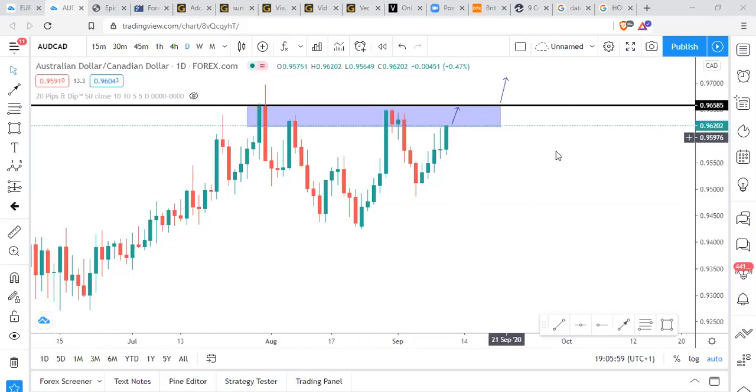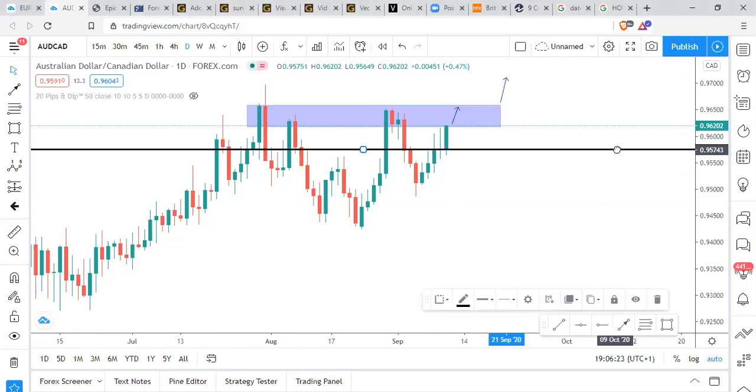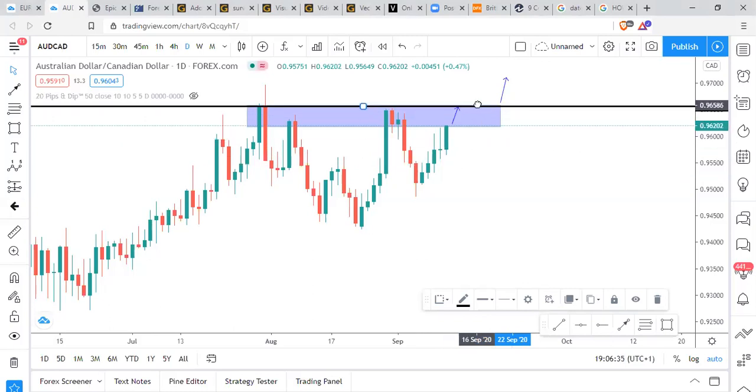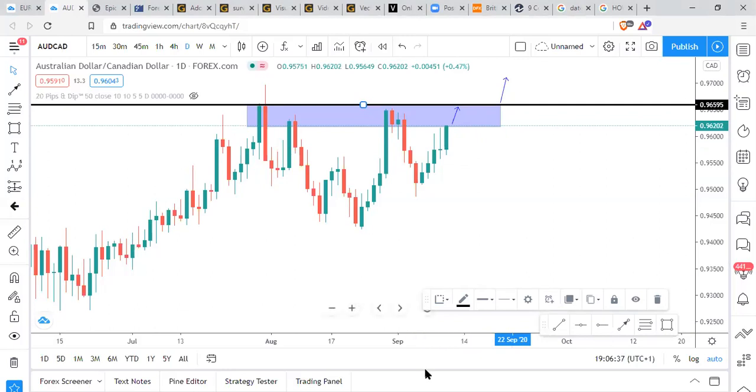If currently price is at 96202 and it told you buy AUD card at 96585, you check this is higher than this. They're telling you to buy at a higher market price. What will you use? Buy stop. If they are telling you to buy at a lower price, you use buy limit. But if they're telling you to sell at a lower point, you use sell stop. Sell at a higher point, sell limit. Chimene, is that clear?